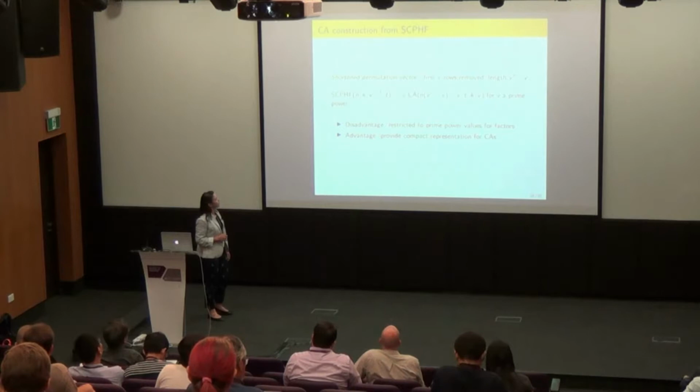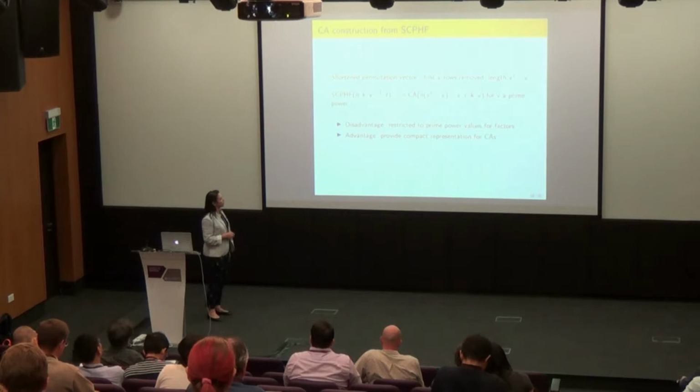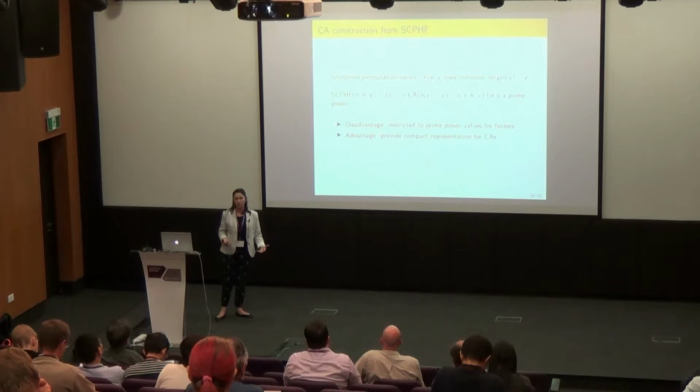So what we're doing here is we're taking this Sherwood covering perfect hash family, and for each row, we are replacing it with a shortened permutation vector. And then we're going to add the v constant values again at the end to create our covering array. So we're doing column replacement to get from a smaller covering perfect hash family to the bigger covering array that we need. This works when v is a prime power because of the way permutation vectors work. So that's the disadvantage. The advantage, however, is that they provide a very compact representation for covering arrays. So instead of searching for these really good covering arrays, we can search for smaller covering perfect hash families.